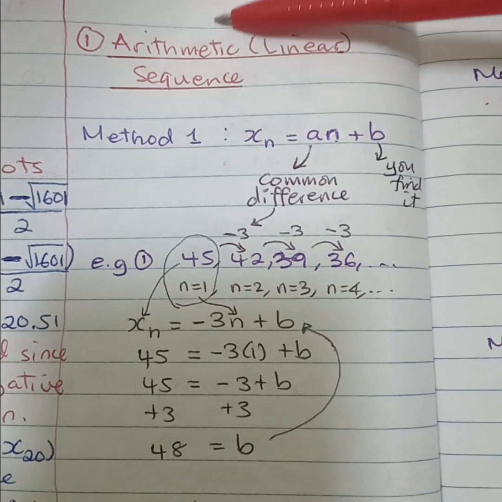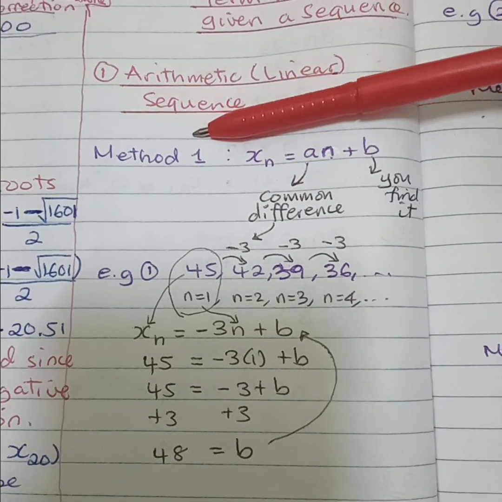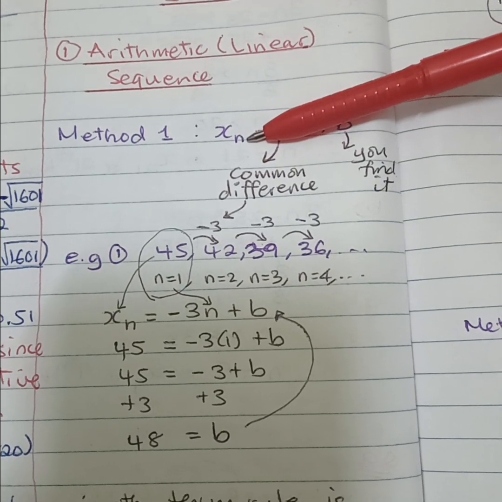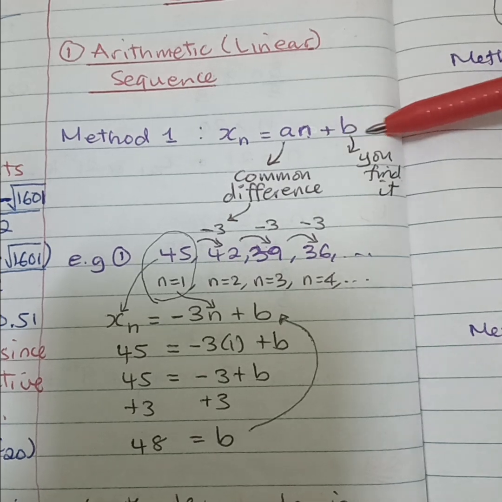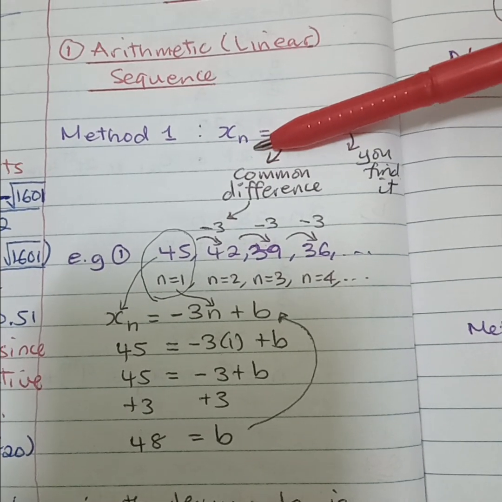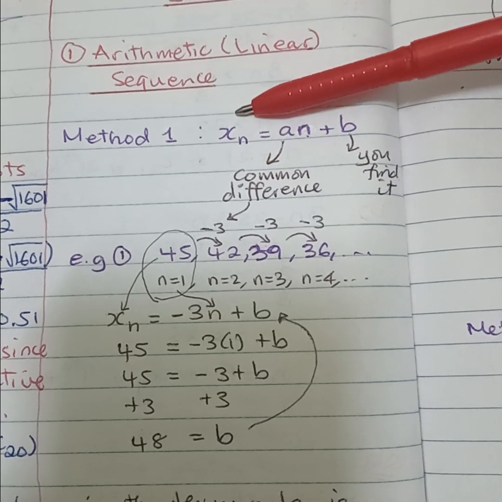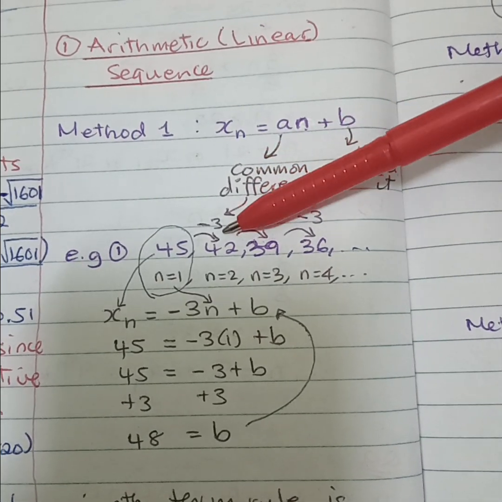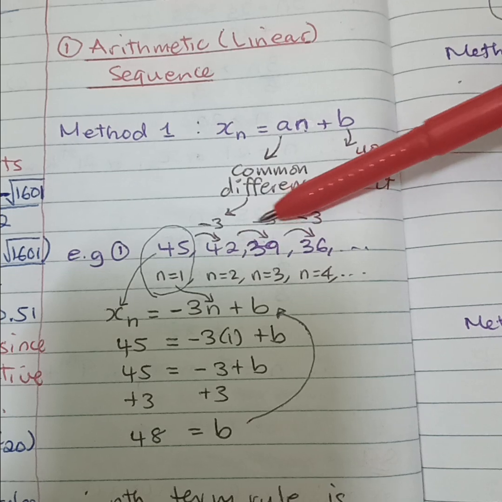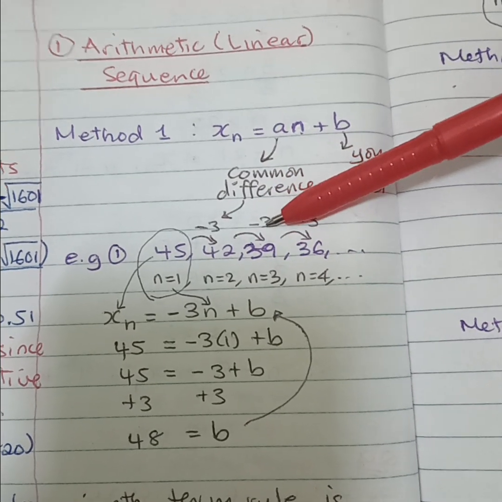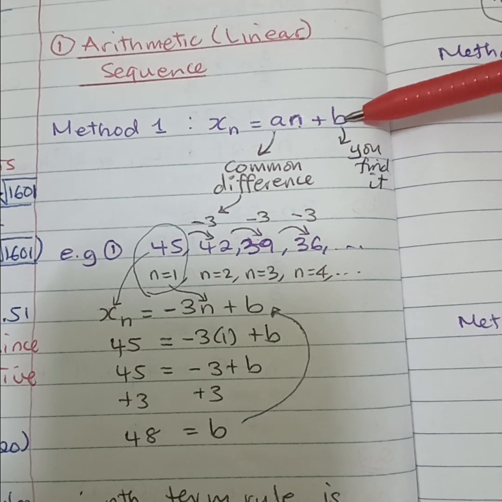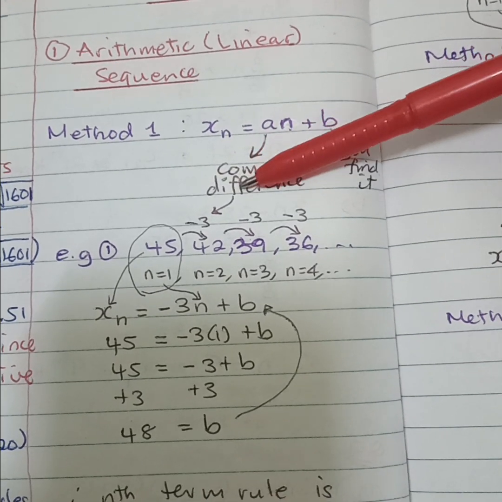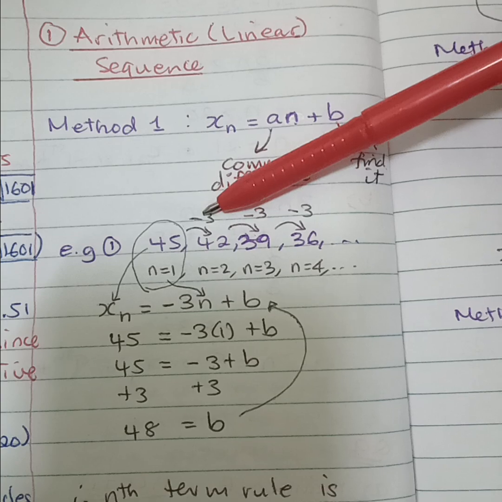I have two methods to show you, and this is method 1, where xn is equal to an plus b. Xn is the nth term, any term in general, and a represents the common difference, the amount by which every time you move from term to term you move by that amount. That is the common difference. And b here is a constant number which you must find. Alright, let's see how we can find it.